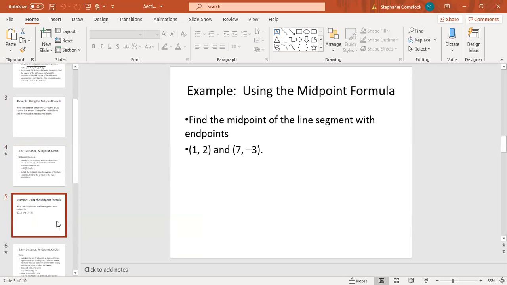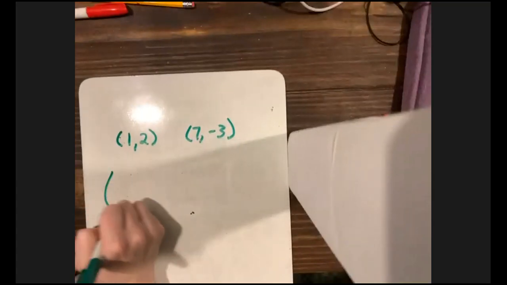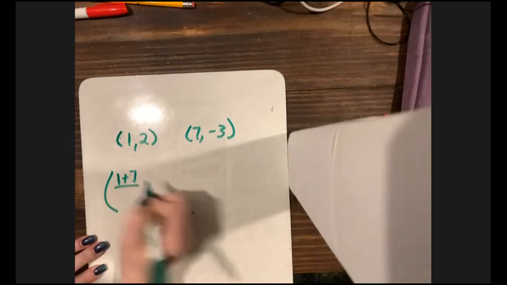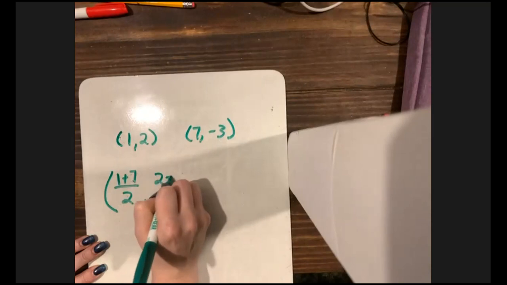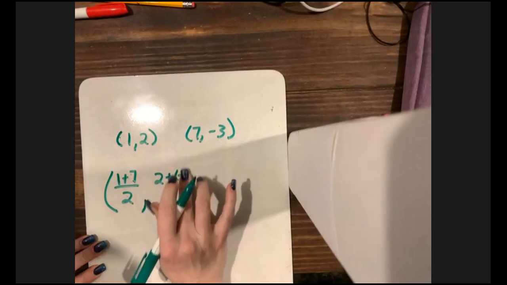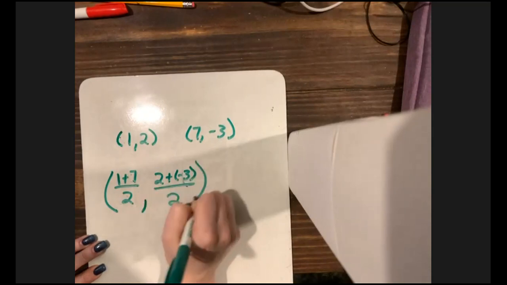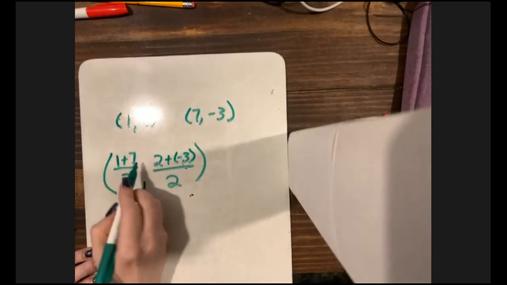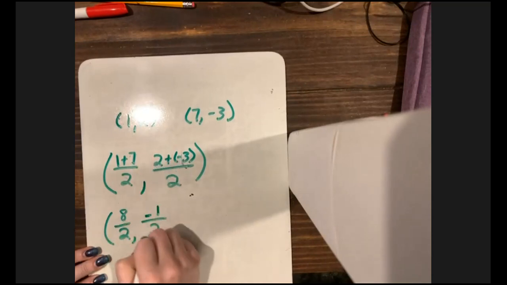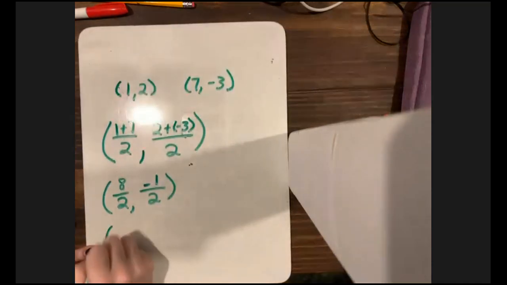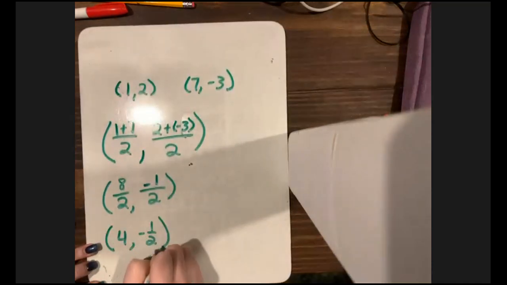Okay. So I'm going to get these ordered pairs written. So for my midpoint, x's, add them up and divide by 2. Y's, add them up and divide by 2. 1 plus 7 is 8 over 2. 2 plus -3 is -1 over 2. If you can clean them, clean them.